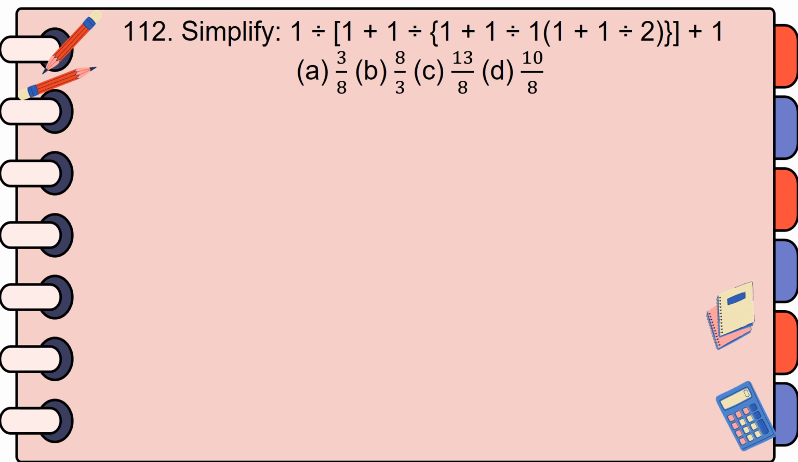Question 112. You have here 1 plus, in a bracket, 1 plus 1 divided by, in a brace, 1 plus 1 divided by, in a parenthesis, 1 plus 1 divided by 2, then close the parenthesis, close the brace, and close the bracket, then plus 1. A 3 over 2, B 8 over 3, C 13 over 8, D 10 over 8. Then what is the answer for this question?